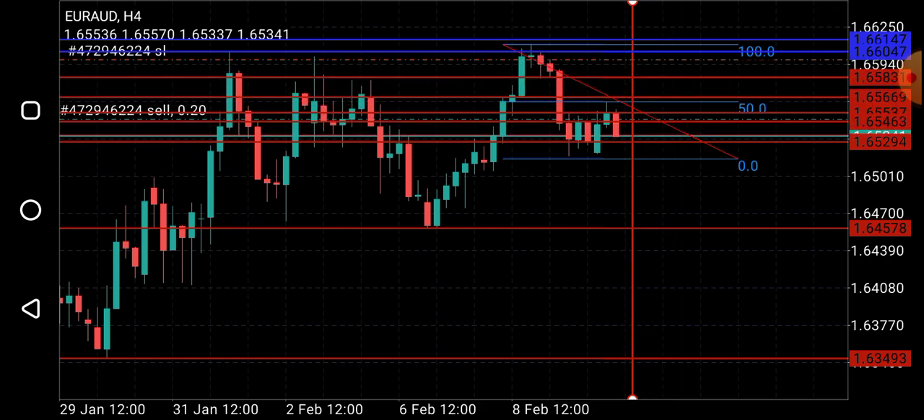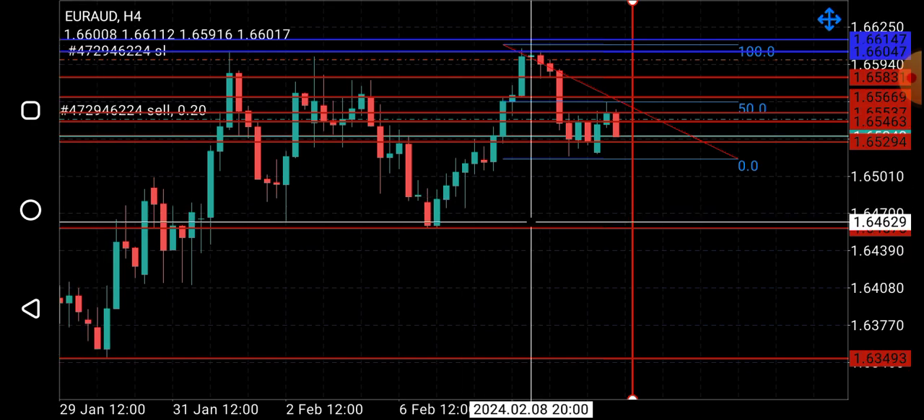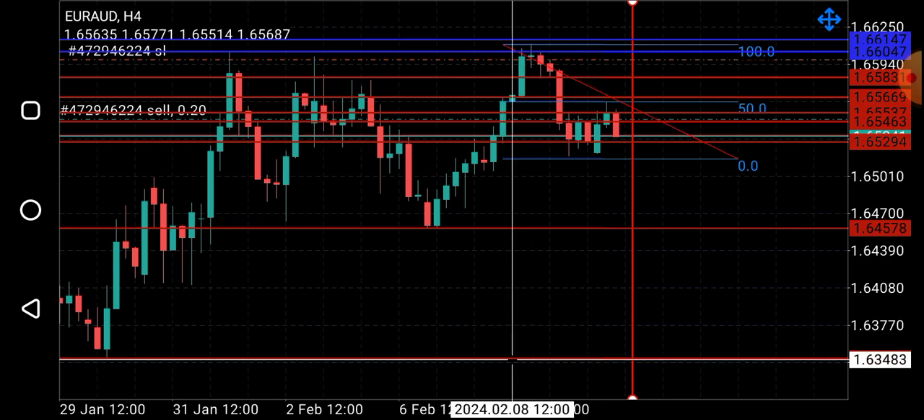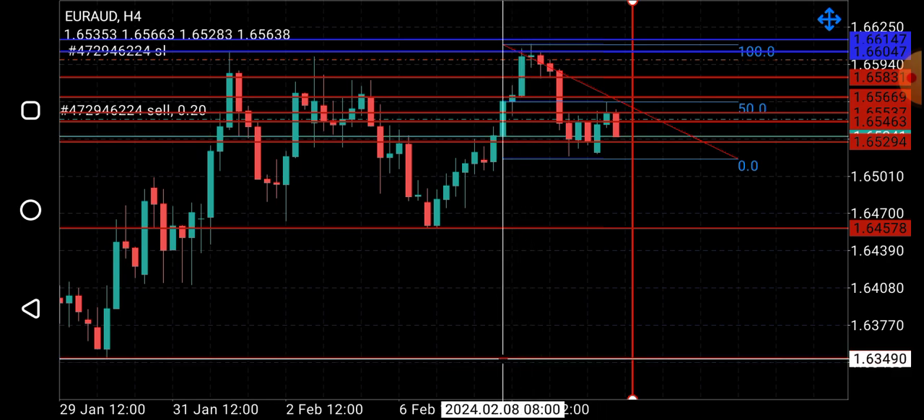So that's it for Euro Aussie, and this will be my first target, and this will be my second target on Euro Aussie. Let's just see how everything plays out.